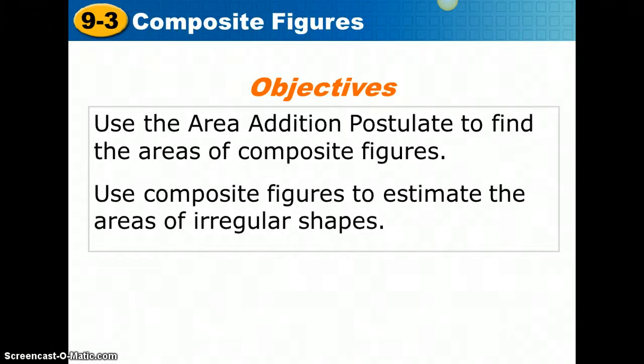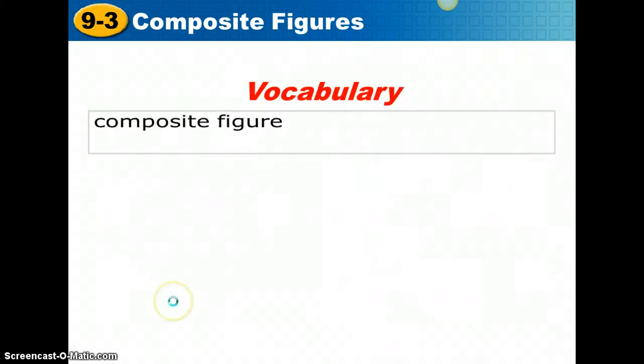After this lesson, you should be able to use the area addition postulate to find the areas of composite figures and use composite figures to estimate areas of irregular shapes. The one vocab term we have in this lesson is a composite figure. We're going to look at what that is in just a moment.